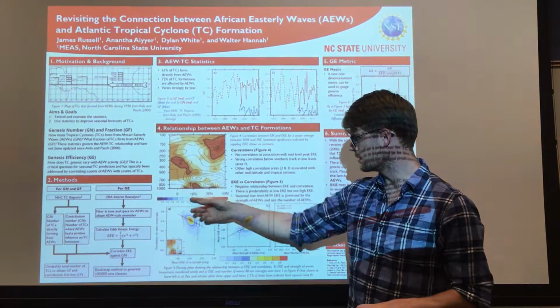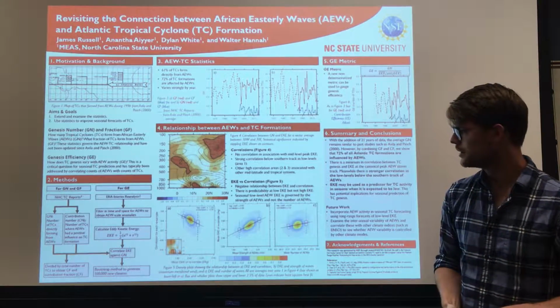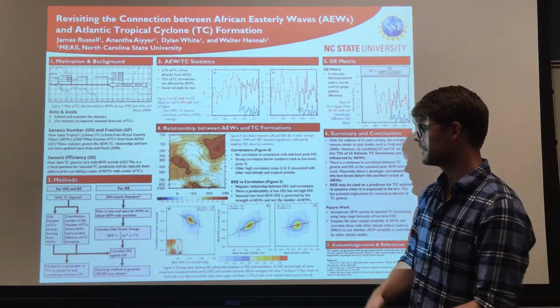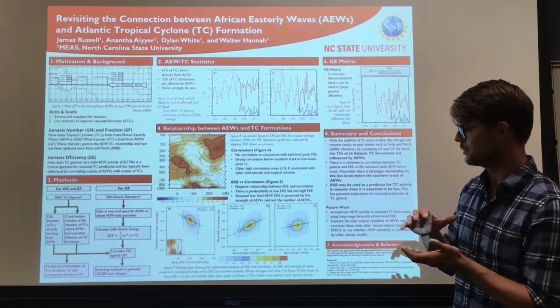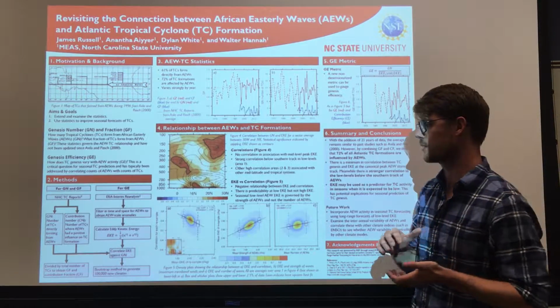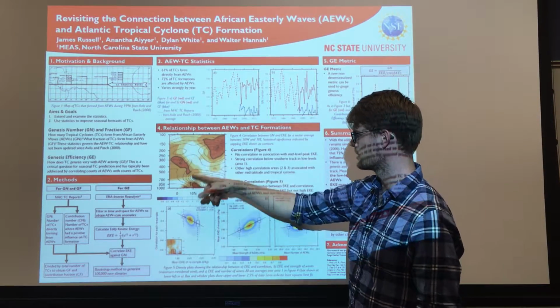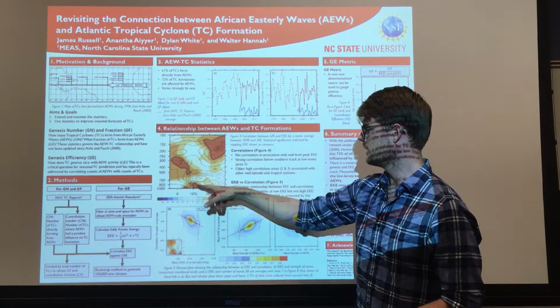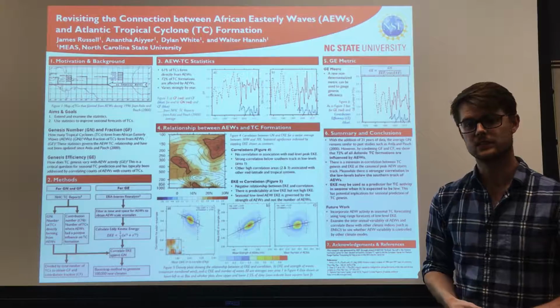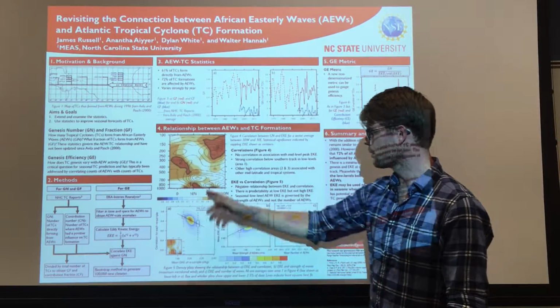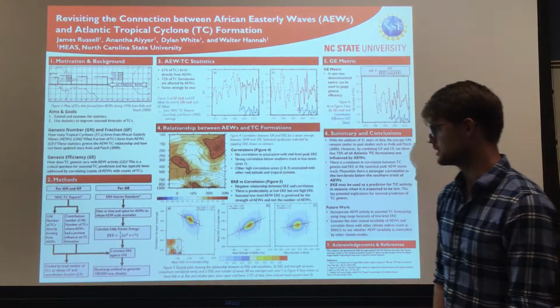Where we do see an associated correlation, though, is in the low levels, and this is associated with the circulation in the low levels of the African easterly wave. The African easterly wave circulation actually extends all the way out here. We just have weaker circulation in the low levels. So we wanted to look at this region in a bit more detail.